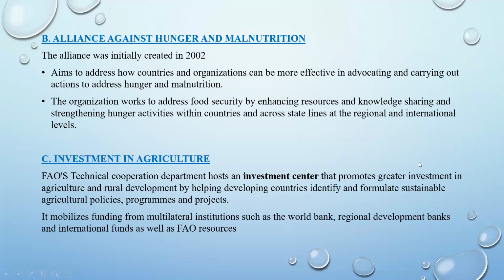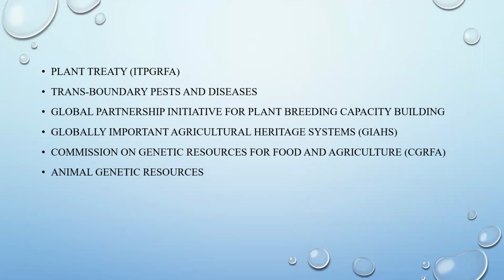Investment in Agriculture. FAO's third program was Investment in Agriculture, which is a technical cooperation development host and investment center that promotes greater investment in agricultural and rural development by helping developing countries identify and formulate sustainable agricultural policies, programs, and projects. It mobilized funding from multilateral institutions such as the World Bank, regional development banks, and international funds, as well as FAO resources. The other projects in the Department of Agriculture are Plant Treaty, Transboundary Pest and Disease, Global Partnership Initiative for Plant Breeding Capacity Building, Globally Important Agricultural Heritage System, Commission on Genetic Resources for Food and Agriculture, and Animal Genetic Resources.